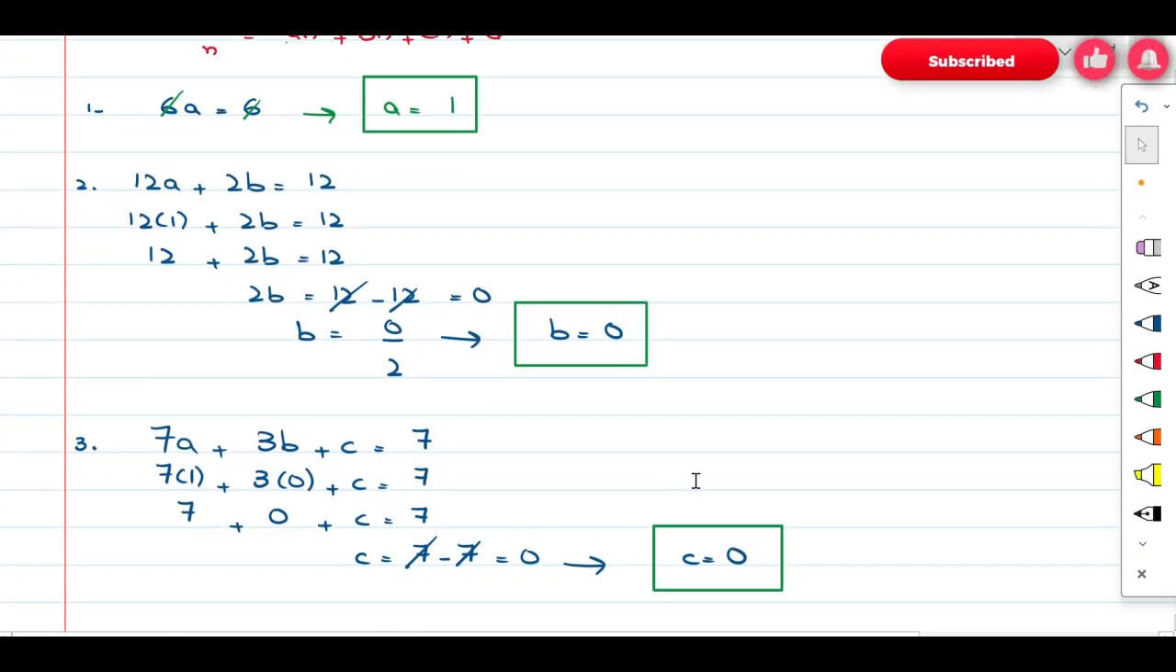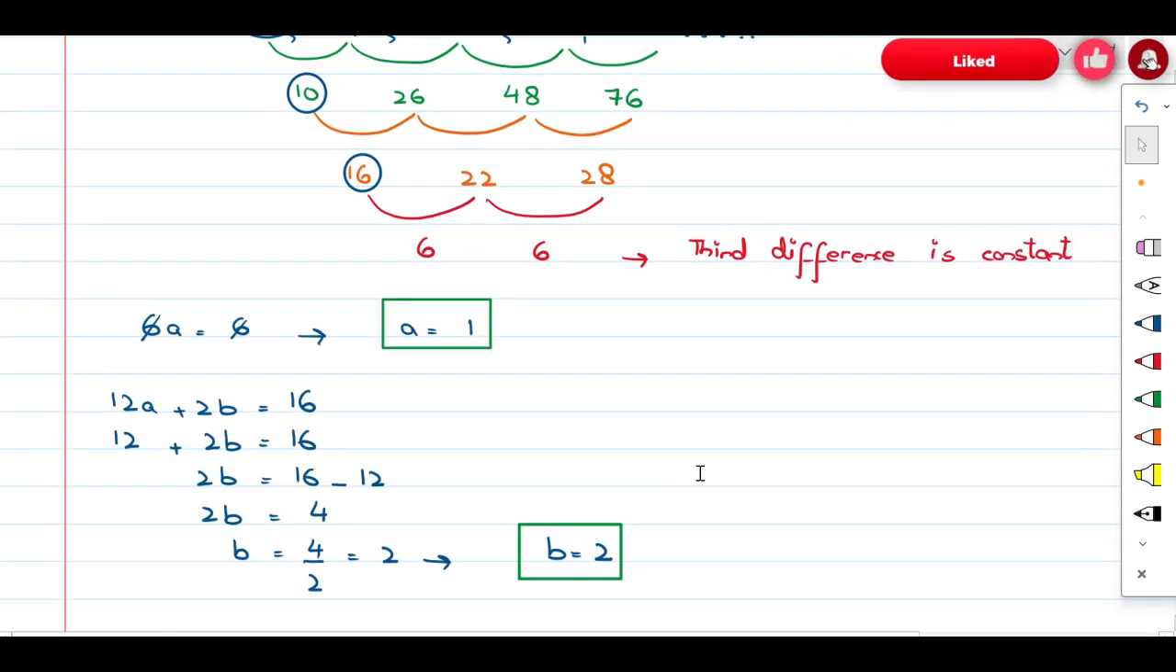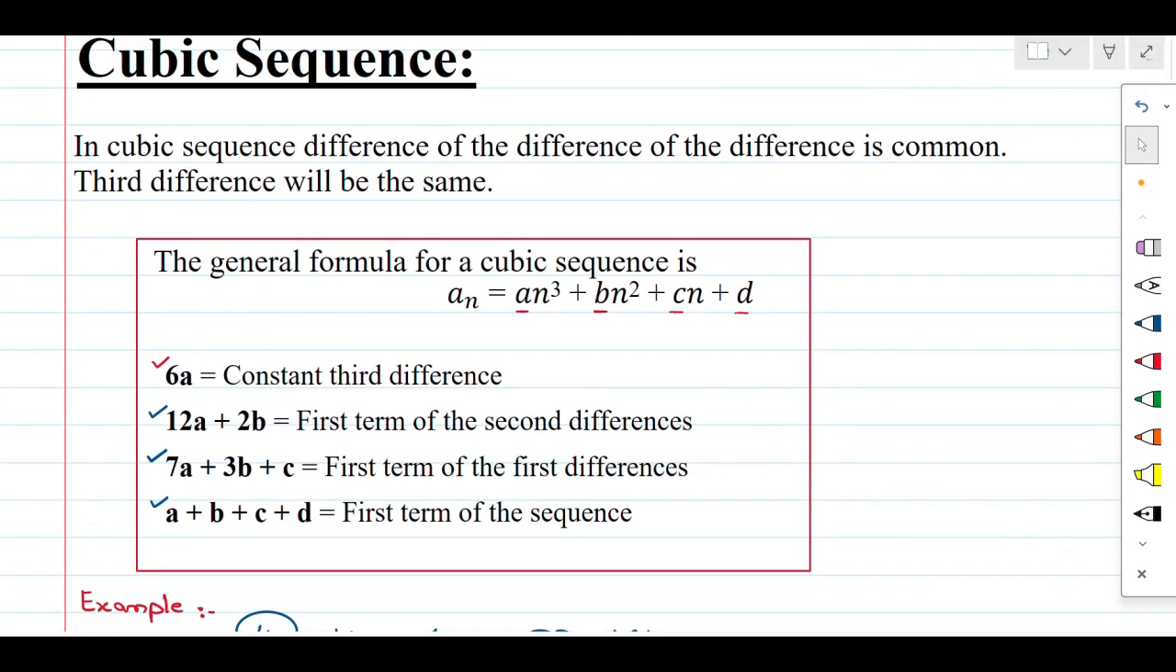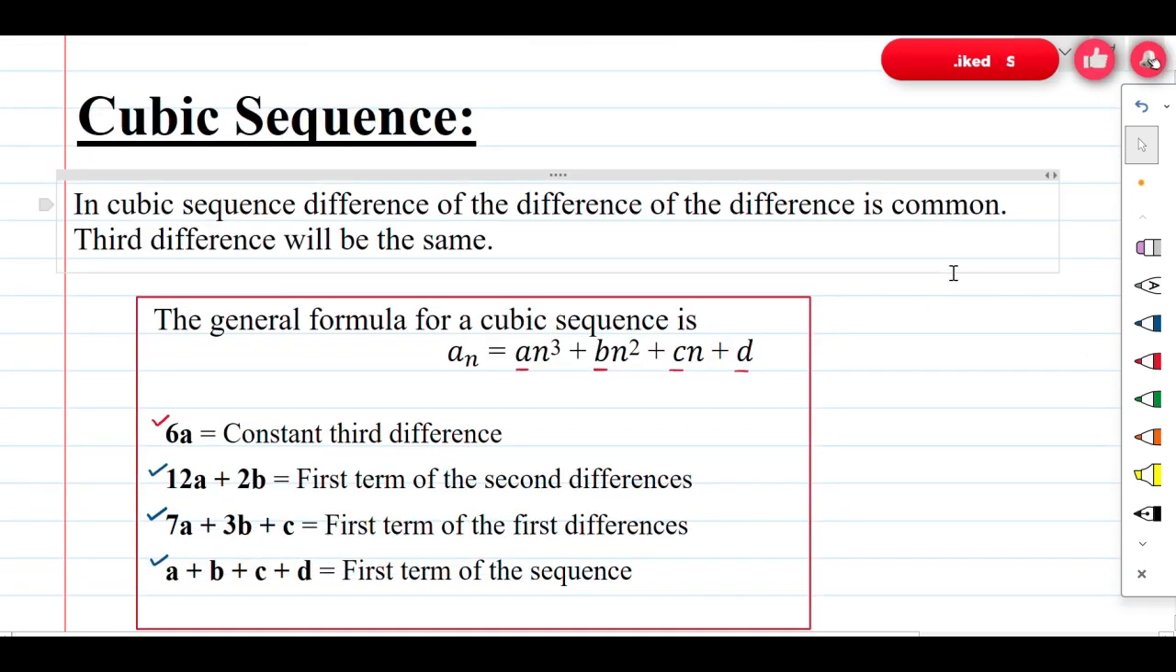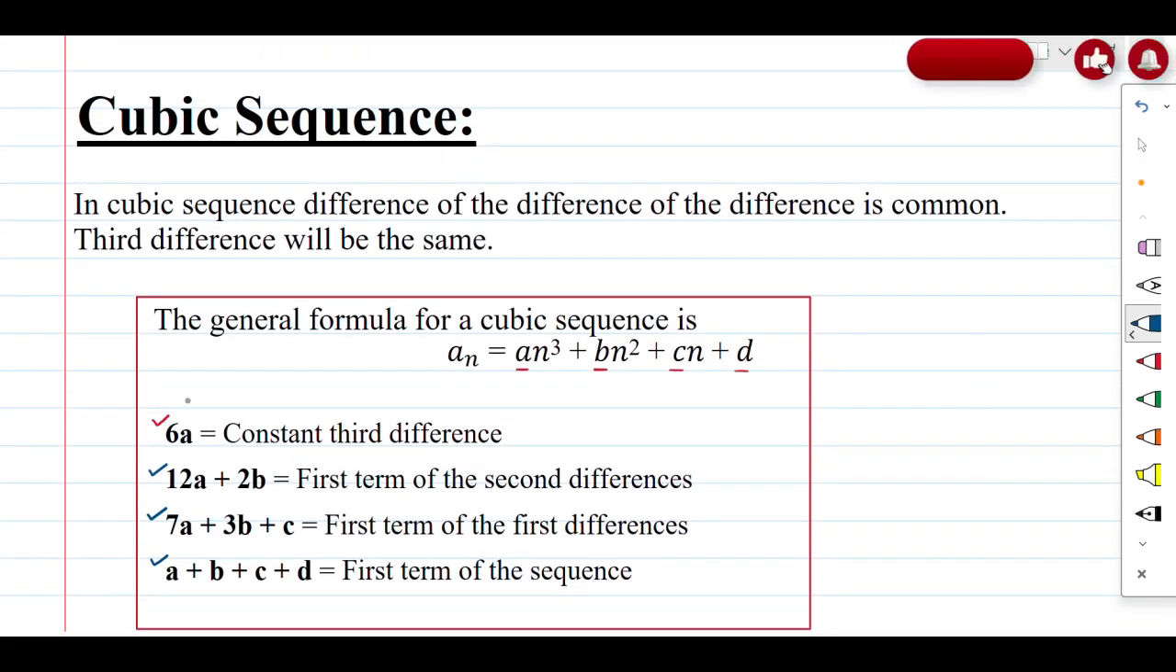I hope you understand how to get the nth term for the cubic sequence. It is really, really easy. But the main thing in the cubic sequence is to remember these 4 formulas, right? 6a equals the third constant difference, and 12a plus 2b is the first term of the second difference, 7a plus 3b plus c is the first term of the first difference, and a plus b plus c plus d should be the first term of the sequence. When you memorize all these four equations, you can easily get the nth term for the cubic sequence, right? So you need to remember this, and the cubic sequence questions are really easy for you. I hope you understand it.